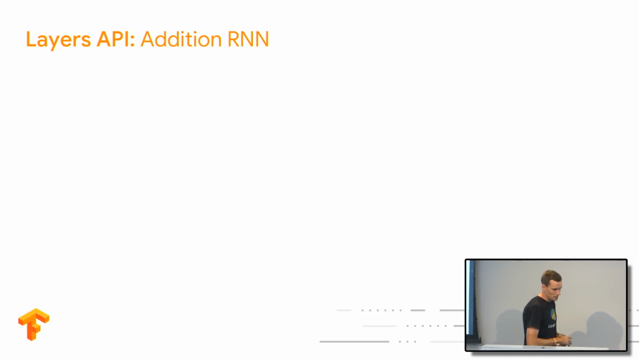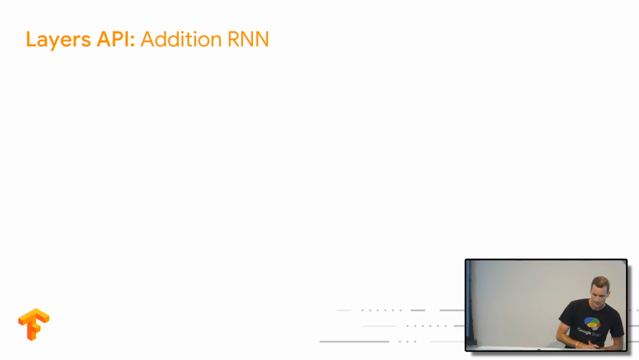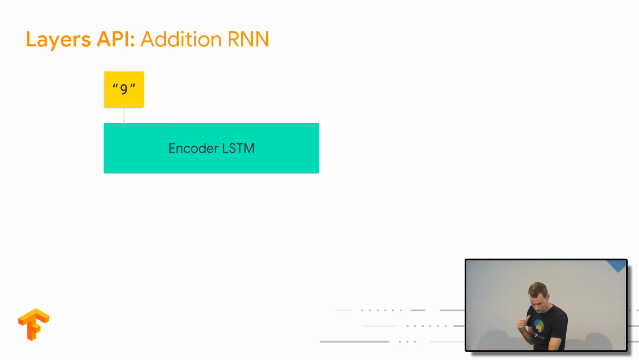Okay. This one's a little bit more of a complicated example. This is a recurrent neural network. This is more of using our higher-level Layers API. To give you an example, we're going to solve this particular problem.